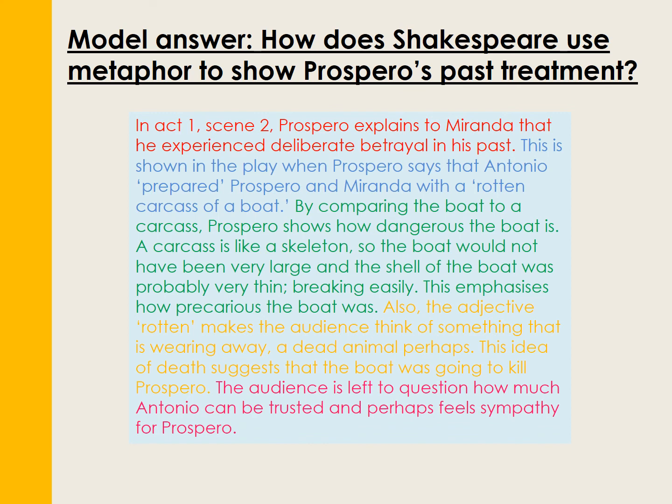Okay, so this paragraph here follows that C structure, and we're just going to talk through why it's a good answer. First of all, that statement sentence there in red is very short and it answers the question in a nutshell. So how does the metaphor show Prospero's treatment? Well, it shows that he experienced a deliberate betrayal in his past, that he was deliberately given a terrible boat that was never, ideally, going to get him safely to the island. Nice and short, it answers that question really quickly.